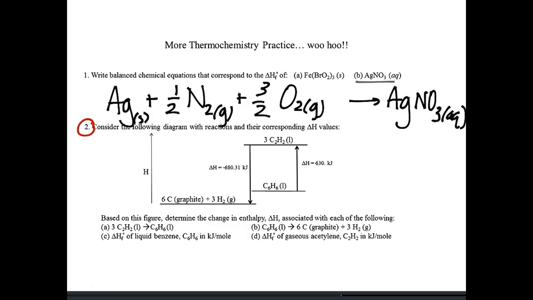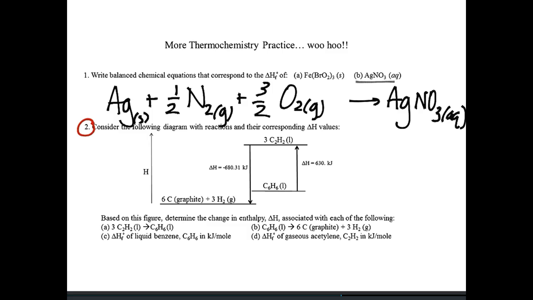And you can see the arrows there. So the arrows are reaction arrows. And so the arrow on the left, the negative 680.31 kilojoules, that is the delta H associated with 3 moles of acetylene decomposing into 6 moles of graphite and 3 moles of hydrogen. And then the other one that you see, the other arrow, would be benzene, C6H6, converting into 3 moles of acetylene. And you can tell that just based on the direction of the arrow.